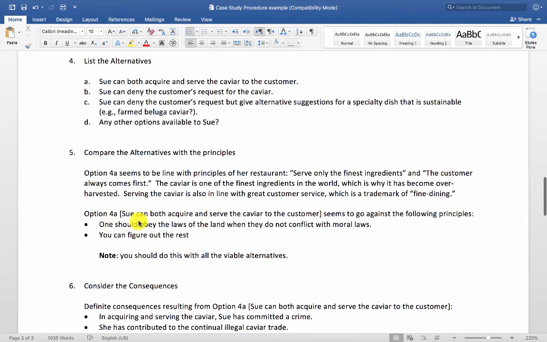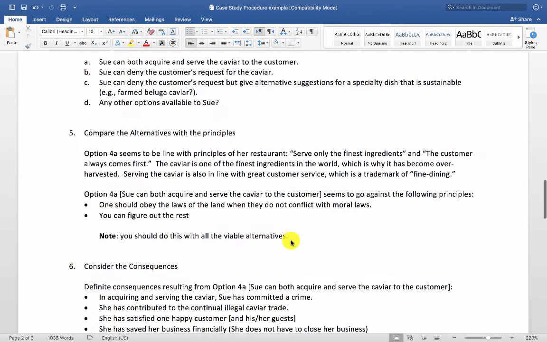Now, also 4A, Sue can both acquire and serve the caviar, seems to go against certain principles. One should obey the laws when they do not conflict with moral laws. You can figure out the rest. Do you get what I'm saying? So I'm trying to see what principles are in line with it and what principles are not in line with it. So you're comparing the alternatives with principles. Note, you would have to do it with all the viable alternatives. So the viable alternatives here would be A, B, and C. So you would do 4B and 4C and write it all. Does that make sense? Okay.